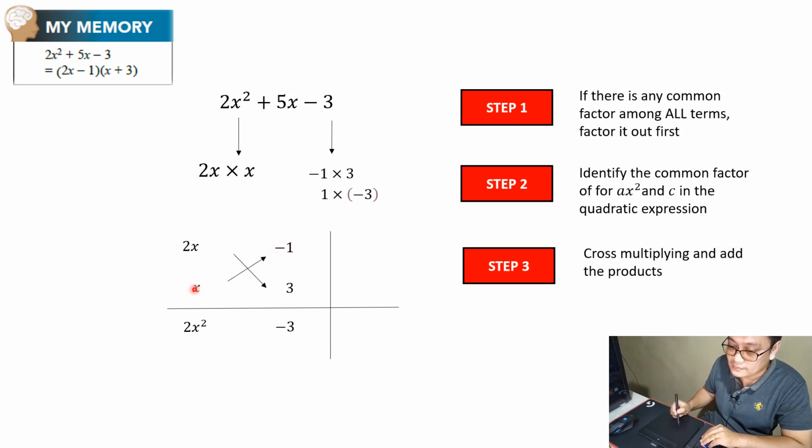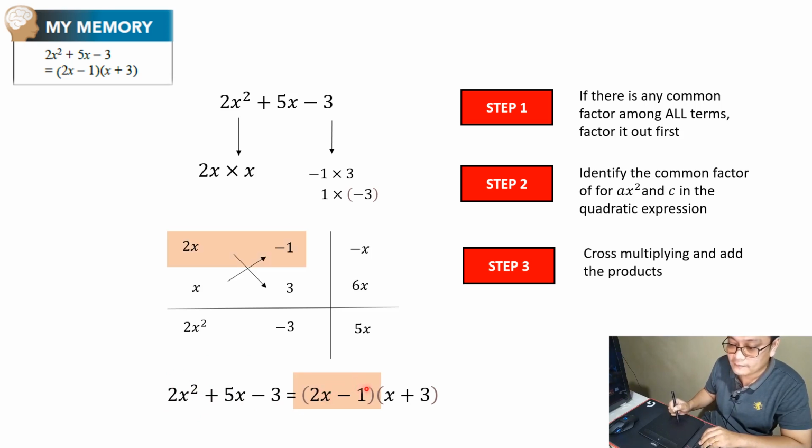Okay, then we cross multiply. x times negative 1 will give us negative x, and 2x times 3 will give us 6x. If you add the products, it will give us 5x, which is equal to this value. Then you can conclude that the factor for 2x squared plus 5x minus 3 is equal to 2x minus 1 and x plus 3.